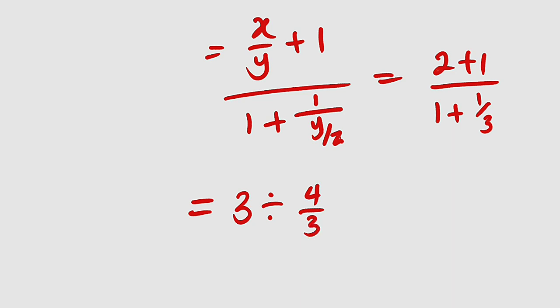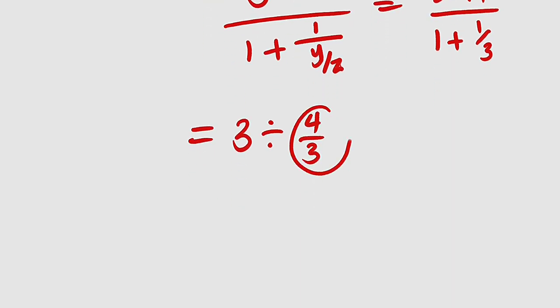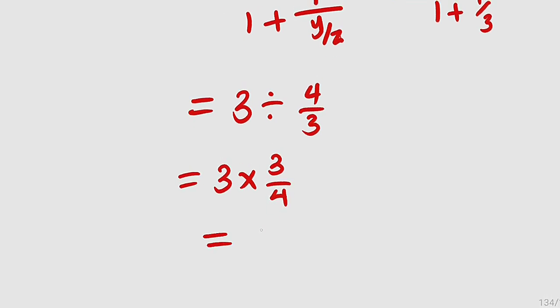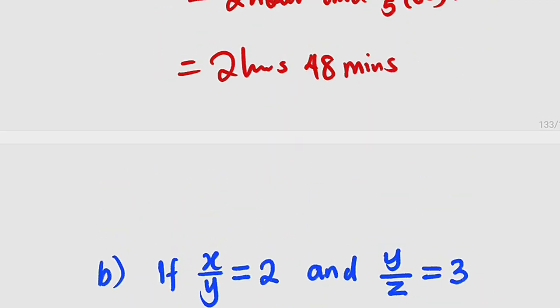They are all the same, right? And by taking the reciprocal of this, we can change the division sign into multiplication. So this becomes 3 multiplied by 3 divided by 4, which is 9 divided by 4. Finally, 9 divided by 4. Final answer. So this is all about question number 1. Let us move on to question number 2.